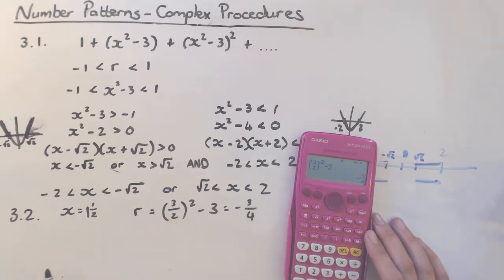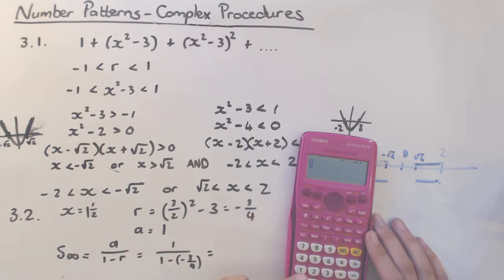So my r value is negative 3 over 4, and then my a value is the first term, that 1. So the sum to infinity will be a over 1 minus r, like that. And then my a is 1, and my r value is minus 3 over 4, like that. Okay, and I can literally just substitute that into my calculator.